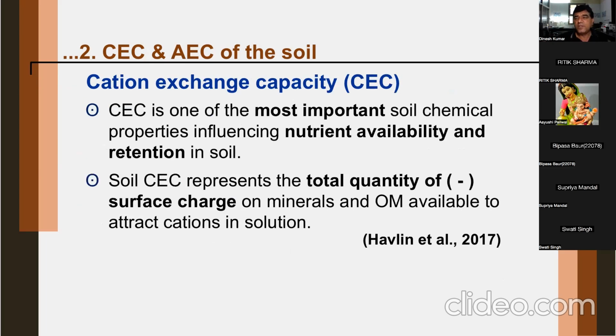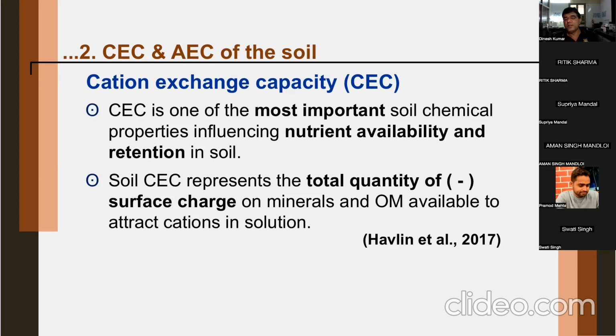Cation exchange capacity, we'll see them separately now, cation exchange capacity and anion exchange capacity. CEC is one of the most important soil chemical properties influencing nutrient availability and retention in soil. Soil CEC represents the total quantity of surface charge on minerals and organic matter available to attract cations in solutions. So I need not repeat. This is how cation exchange capacity is defined.